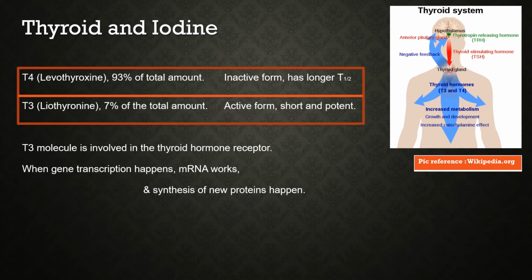So, thyroid and iodine. T4 is levothyroxine and makes up 93% of the total amount. It is the inactive form and has a longer half-life, whereas T3, liothyronine, makes up 7% of the total amount. It is the active form, but short-acting and potent. The T3 molecule binds the thyroid hormone receptor, and when gene transcription happens, mRNA works and synthesis of new protein happens.